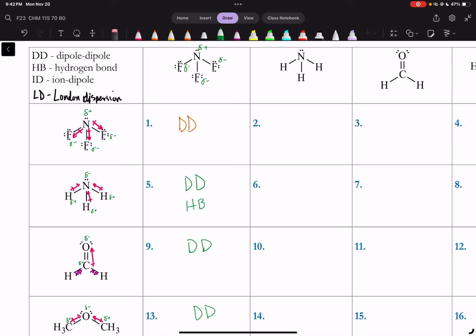So moving along, we're going to be taking a look at the hydrogens on ammonia compared to another ammonia molecule. Well, they're dipole-dipole, and because the hydrogens have a positive charge, that's hydrogen bonding as well. We don't need to do number 2 and number 3 because those are duplicates.